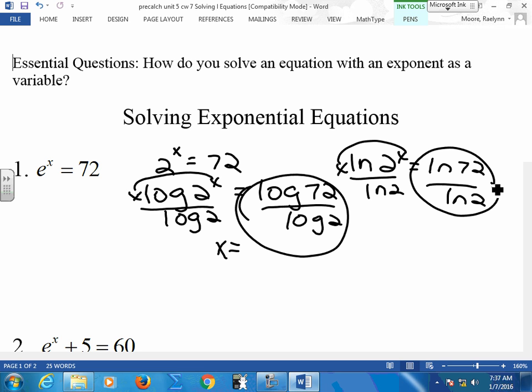Now, this one works the exact same way. We need to get this down. This is just base e. This is the same as if I put a 2 in here. I have base 2, base e. So I'm going to need a log to get that exponent down. My power rule says a log. So with an e, I must use an ln.